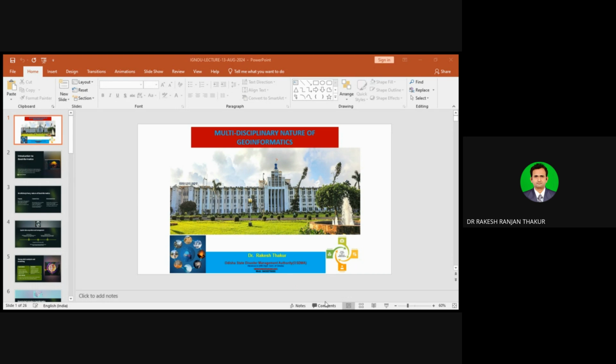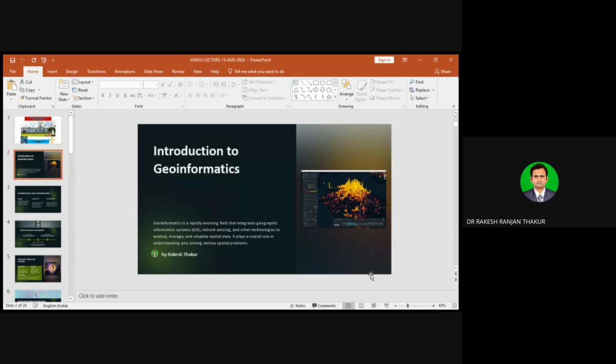So in this slide you can, whether it's changing now. Anyone please respond whether the slide has been changed. Yes, sir, it's changing. Hello, slide change ho raha hai na? Yes, sir. Ho raha hai sir.